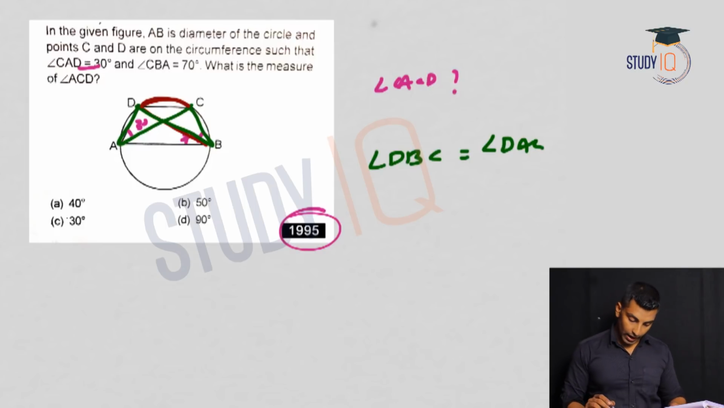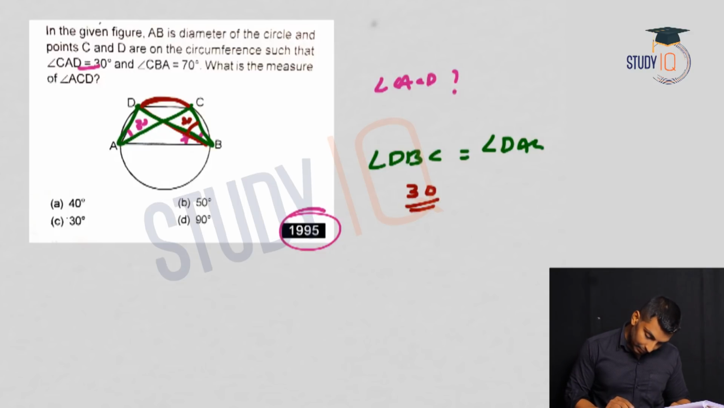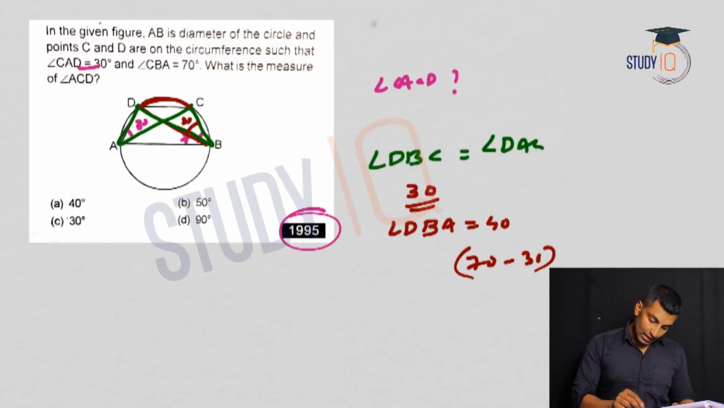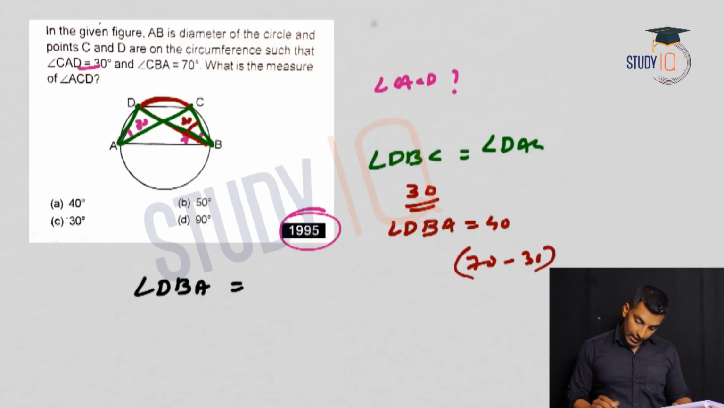I hope this is clear. So angle DBC will be equal to angle DAC, and angle DAC is given as 30. So angle DBC will be 30. So I got this angle as 30, and we know the total CBA as 70. So I get DBA as 40. Okay, so I get angle DBA is equal to 40, 70 minus 30.